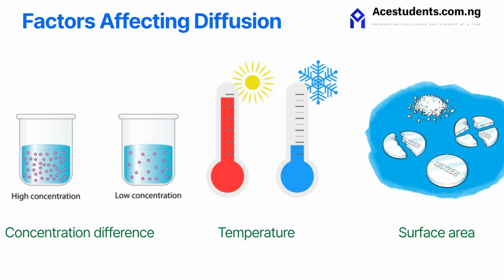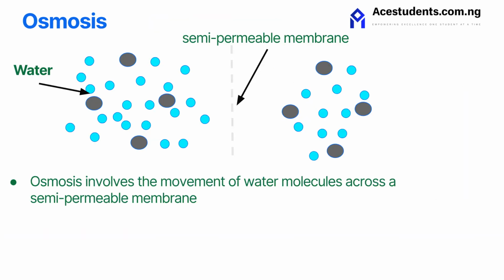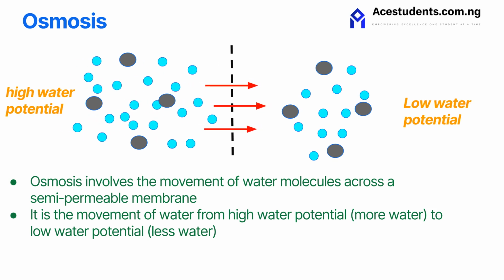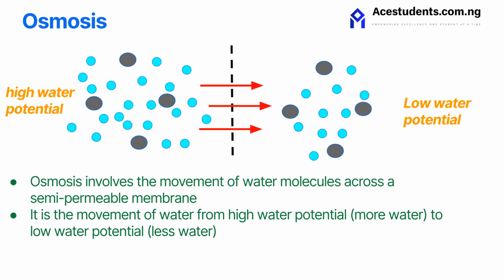Now let's dive into osmosis. Osmosis is a special type of diffusion. It involves the movement of water molecules across a semi-permeable membrane. Specifically, osmosis is the movement of water from a region of high water potential, or more water, to a region of low water potential, which means less water.